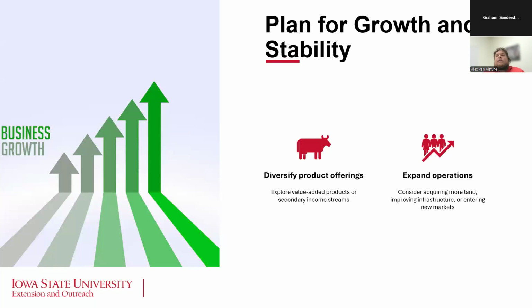What does it look like to expand our operations? Do we need to acquire more land? Do we need to improve our infrastructure? When we're purchasing new equipment, or purchasing that building to really process our goods, or can or jar or anything like that, are we planning ahead? Do we have that room or that space or the capabilities to do so? If we're thinking about entering a new market later, that dream.